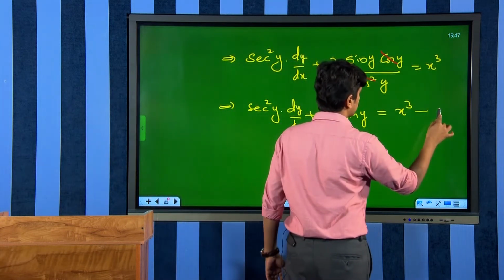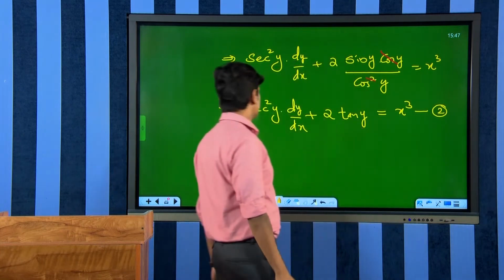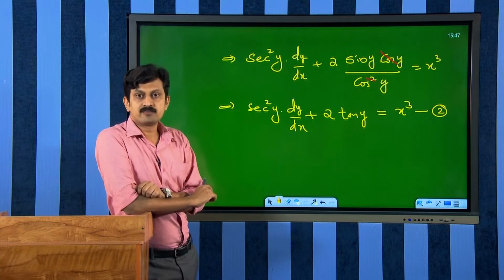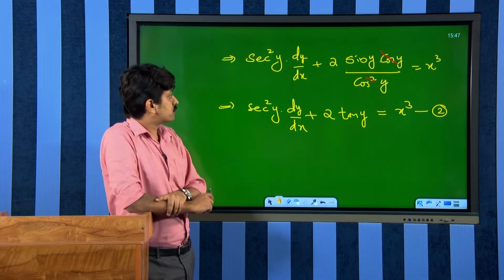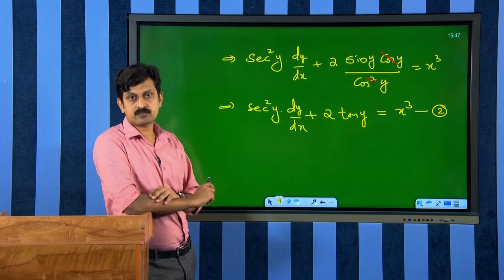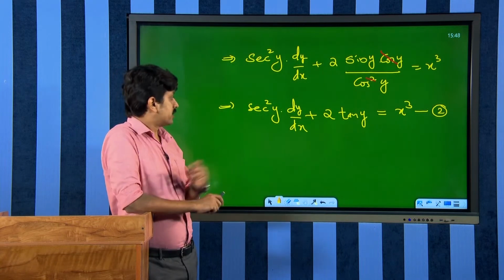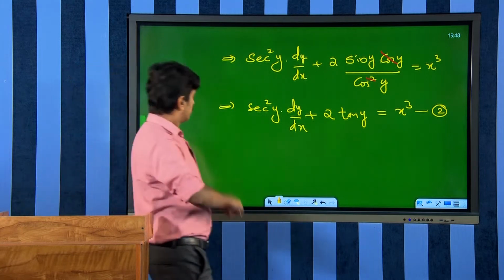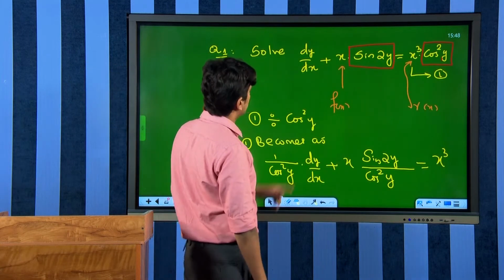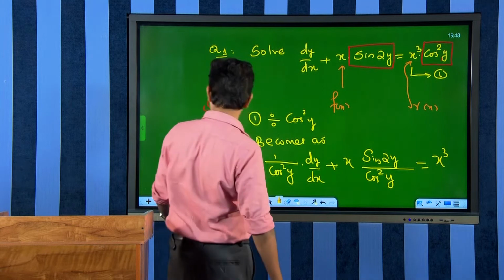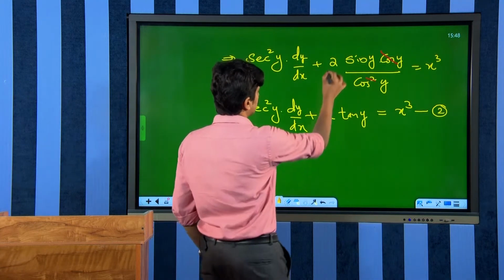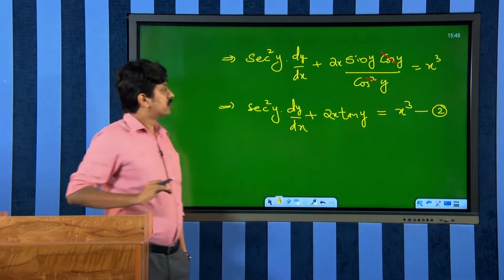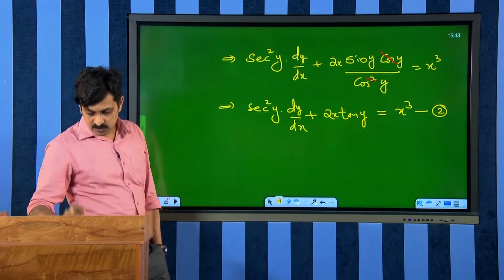I would like to put this as equation number 2. See, my dear students, here we will have sec square y into dy by dx plus 2 tan y equal to x cube. See, the second term: yes, here we have 1 x. I just forgot to give 1 x here. So, this is 2x tan y. Okay, fine. 2x tan y is there.